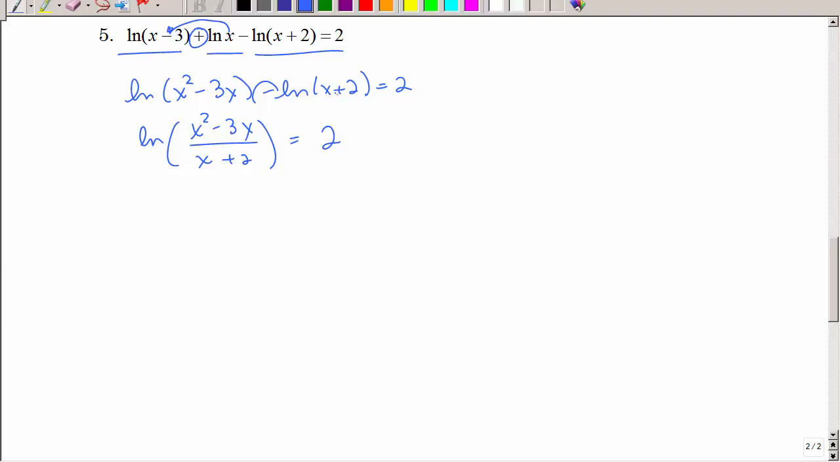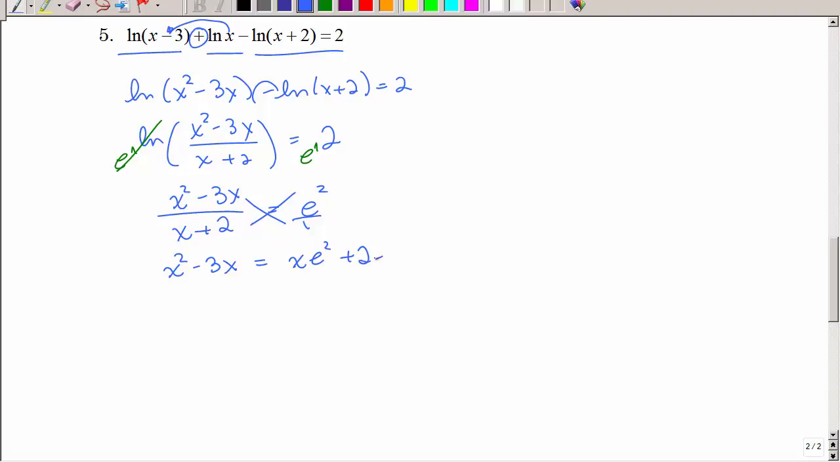Now I need to get rid of the logarithm, so I can e both sides, and I'm just going to be a little bit lazy and write it like that. So over here that goes away, and I have x squared minus 3x over x plus 2 equals e squared. Now what? I need to solve for x. I have fractions, so let's go ahead and cross multiply to get rid of those fractions. And now I see I have an x squared, so that's quadratic, so I need to probably set that equal to 0.